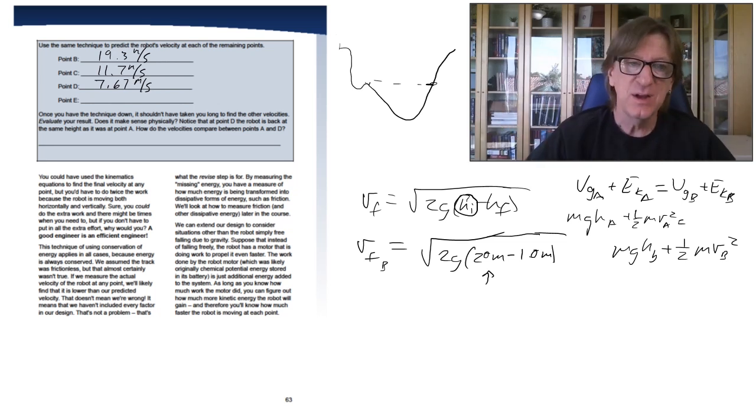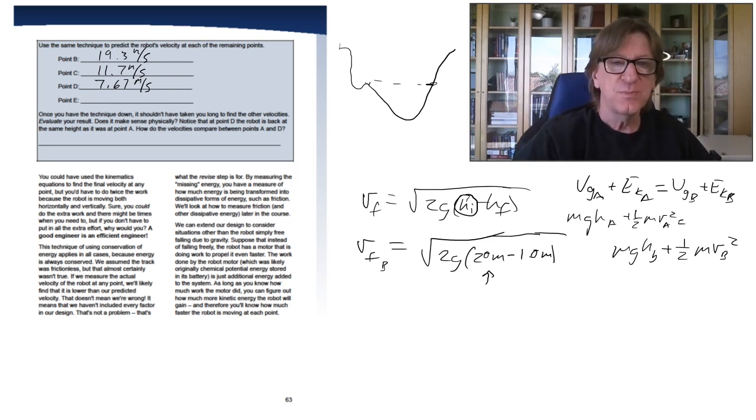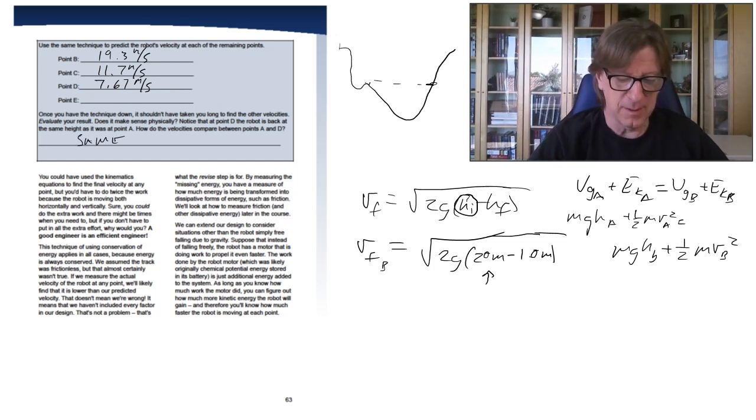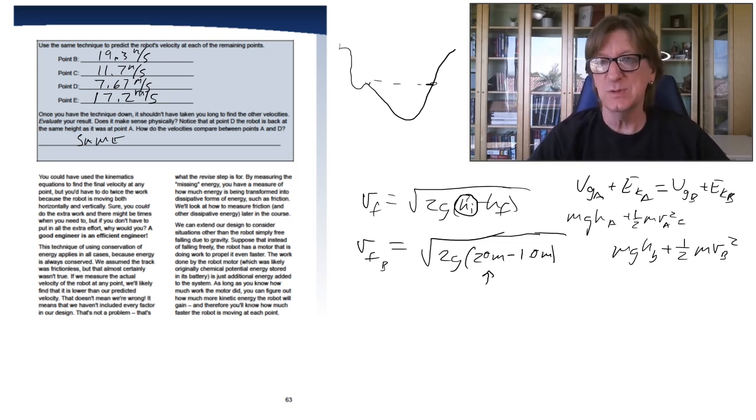Okay. All right, so the velocities between point A and D are the same. And then our last one, for point E, I got 17.2 meters per second. Just as a reminder, I'm giving you 3 significant digits here so you can check to make sure you don't have a rounding issue. But when you're reporting these, we only have 2 significant digits worth of measurement. So this would be 19, this would be 12, this would be 7.7, and this would be 17.